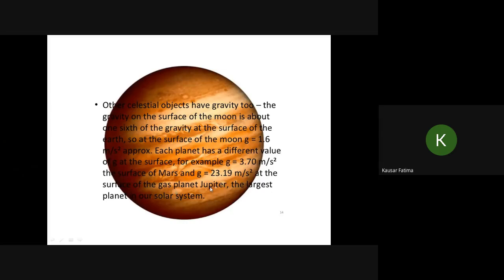This is Mars, and the value of g on Mars is 3.7 meter per second square. On the Moon it is 1.6 meter per second square. The Moon has very small gravity because gravity also depends upon the mass of the object. The Moon is about 6 times lighter than the Earth, so its gravity is also smaller than the Earth's.